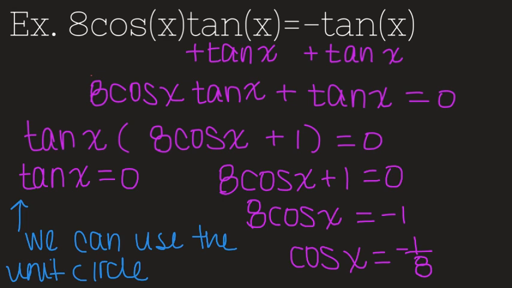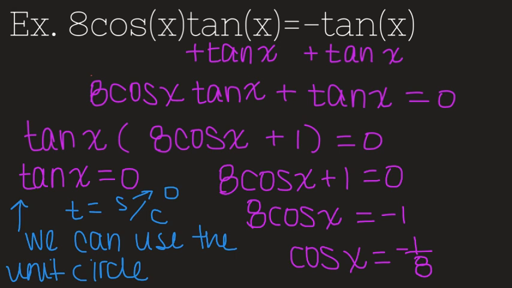Okay, and we know that if we're looking at our unit circle, tangent equals sine over cosine. So if I can find any sine values of 0, that's going to give me a tangent value of 0. So sine needs to be 0. We're going to be able to use our unit circle. We'll do that on the next slide.